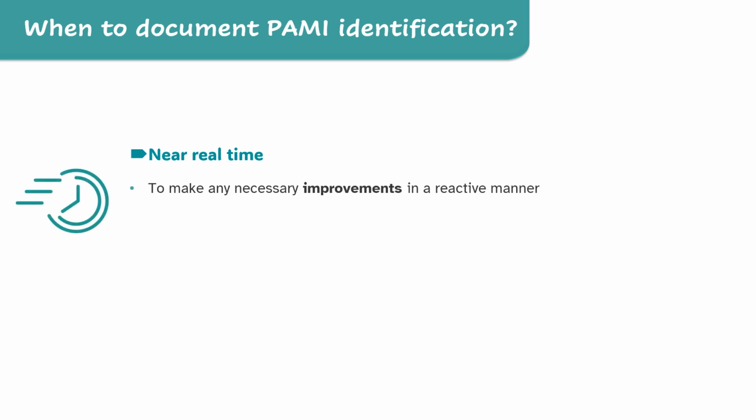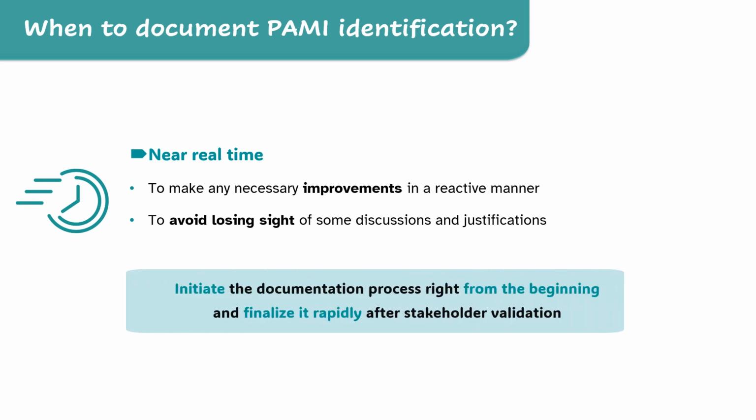First, documenting each step while it is being undertaken allows for near real-time improvement as needed. If the documentation is only initiated at the end of PAMI identification, any weakness or gap revealed through the documentation process would be much more difficult to correct. In addition, documenting each step near real time avoids losing sight of important information. Overall, it is recommended to initiate the documentation of PAMI identification right from the beginning and to finalize it rapidly after the stakeholder validation.